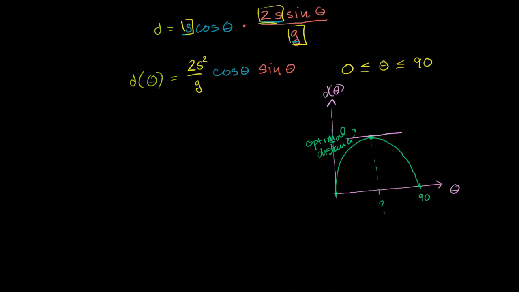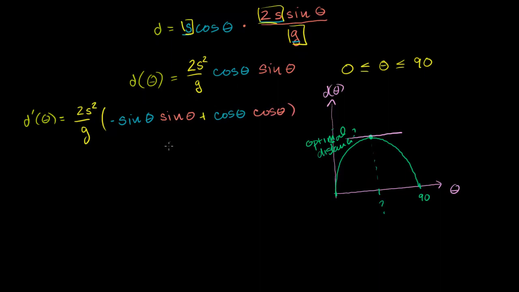So let's take the derivative. We'll just use our derivative rules here. The derivative of, we'll call it d prime, I guess, or we could say the derivative of the distance with respect to theta is equal to, we're assuming that s and g are constants, so we don't have to worry about them right now. We could just put them out front since we're assuming they're constants. And then we could do the product rule to take the derivative of this part with respect to theta. In the product rule, we take the derivative of the first function times the second function. So the derivative of cosine of theta is negative sine of theta, and we're going to multiply that times the second function. So that's times sine of theta. And to that, we're going to add the first function, which is cosine of theta, times the derivative of the second function. The derivative of sine theta is cosine of theta.